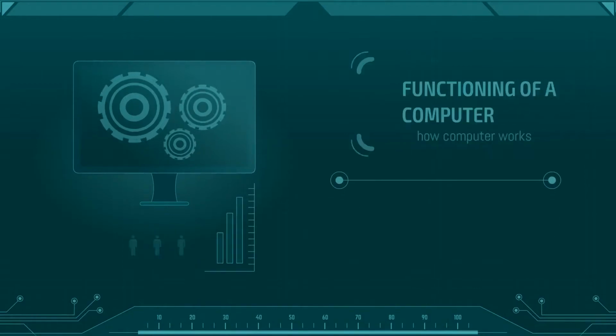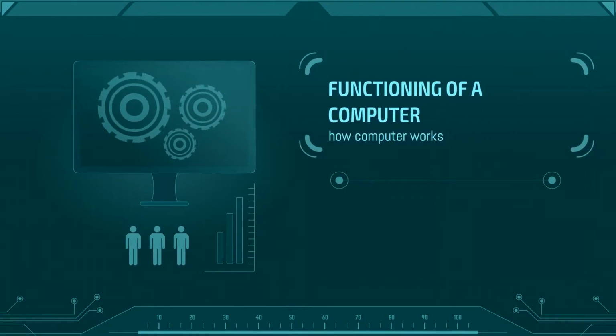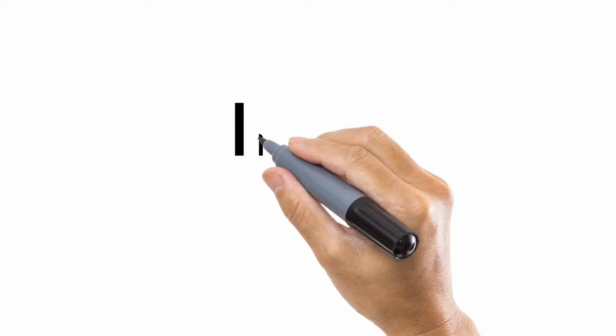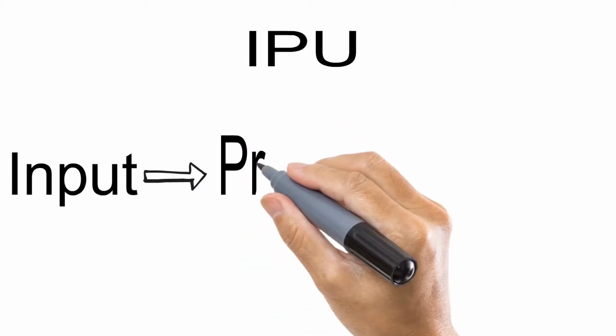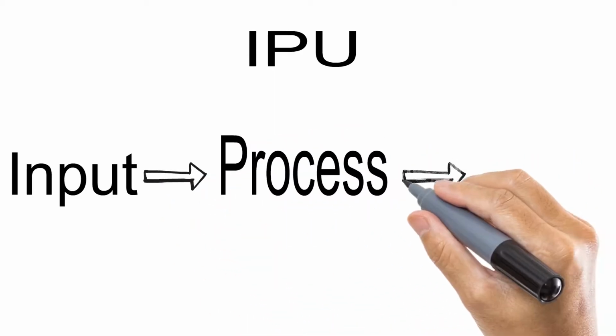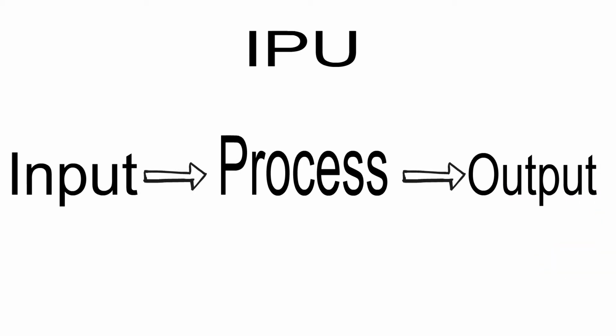Understand the functional process of a computer, or how a computer works. So a computer works on the principle of IPO, which is also known as input process output. It accepts a command or data from the users, processes it and returns to the user with suitable information or processed data, or output.